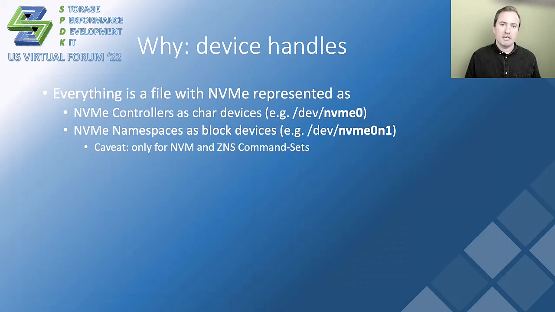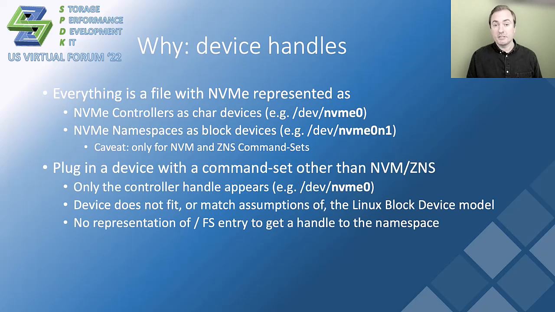So just getting a device handle, and the way you do that in Linux, where everything is a file, there your NVMe controllers are represented by the device file named nvme0 for the first controller, and the namespaces on that controller are named nvme0n1 for the first namespace on that controller. So that works well for NVM and CNS command sets as they fit into the Linux block device model and the extension in form of the zoned block device model.